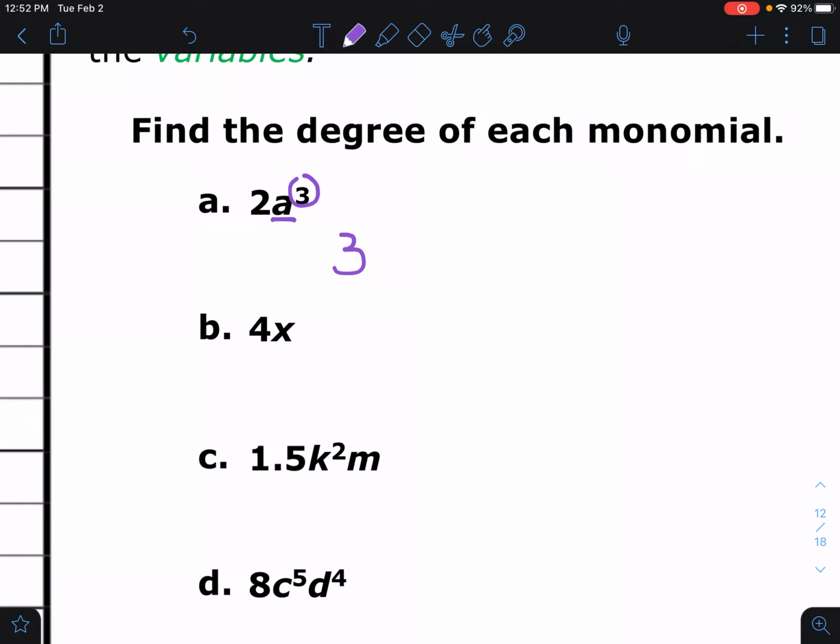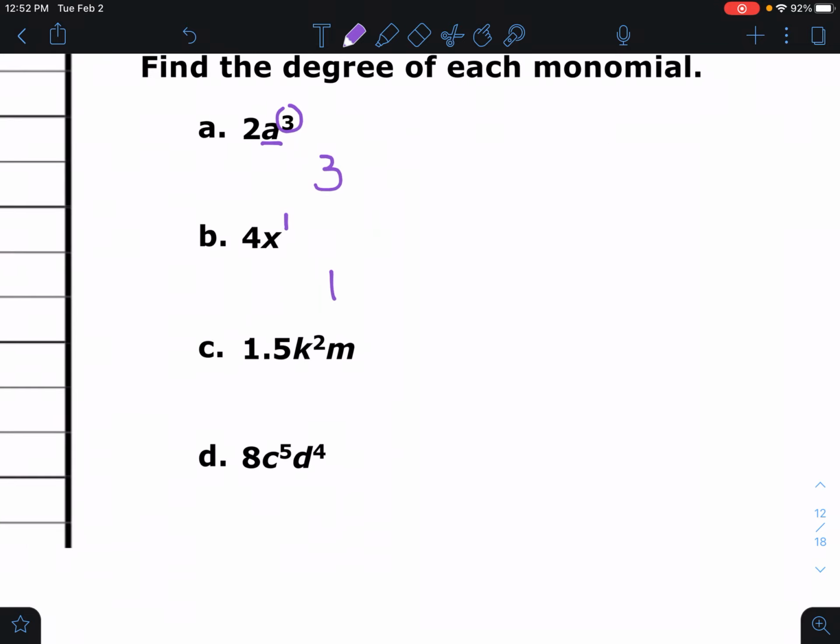Okay, how about part B? What do you think? So this would be 1, because that really has a hidden 1 on it, even though it's not written. Okay, and how about C? Okay, the answer to C here would be 3. You got k squared m to the first. These are your exponents on variables. You add them up, so that's 2 plus 1. That would give you 3.